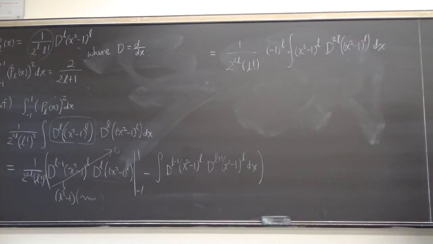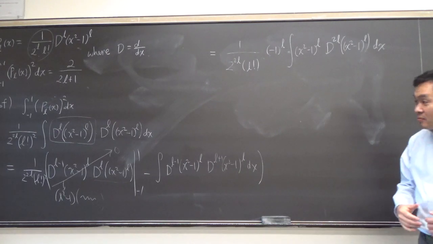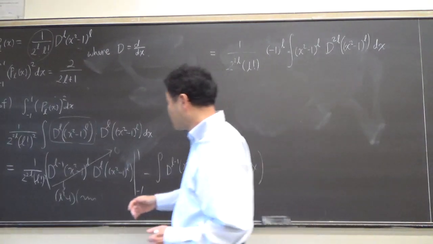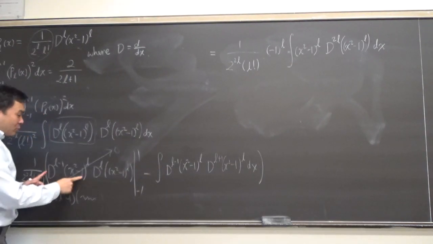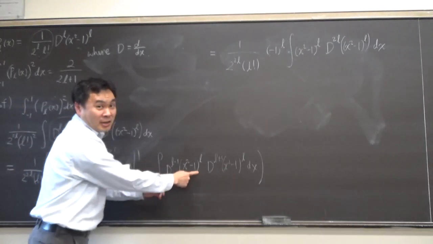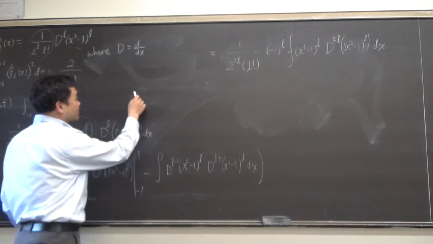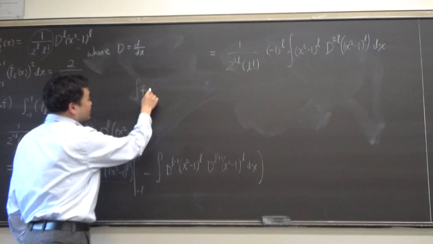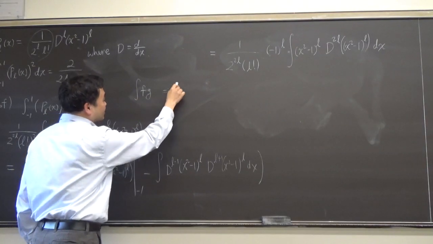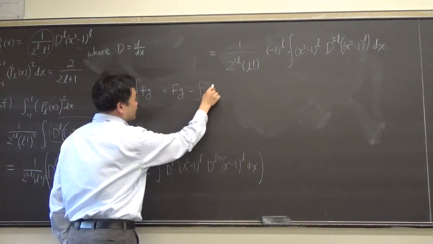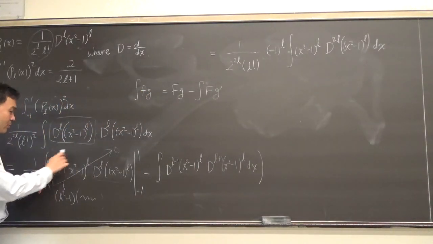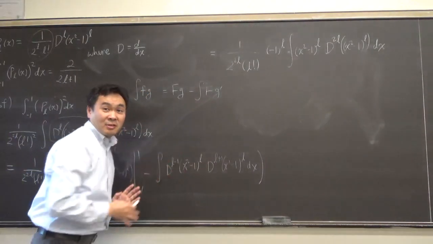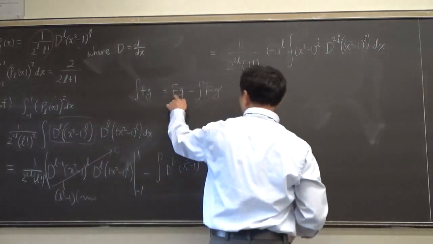Why does that become d^(L-1)? Whatever you integrated, you put it back exactly in the same format. It's fg minus f.